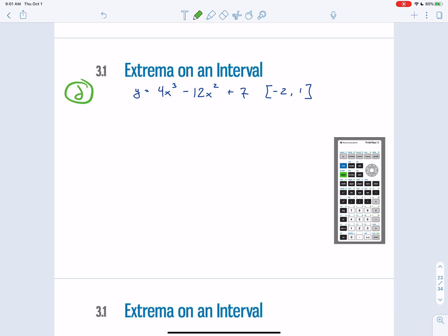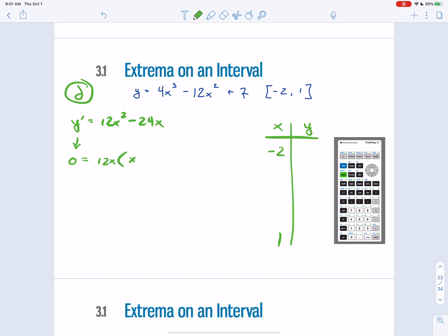Okay. So, again, I know the absolute extremas can occur at the endpoints. So, -2 and 1. I left space for my critical numbers. So I need to find my derivative, which is 12x squared minus 24x. Okay. And I want to set my derivative equal to 0 because that's the definition of a critical number. I can factor out a 12x, which gives me x minus 2 left on the inside, which then tells me that x equals 0 and then x equals 2.